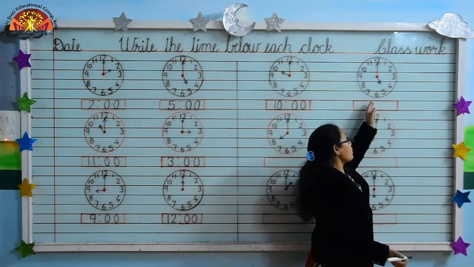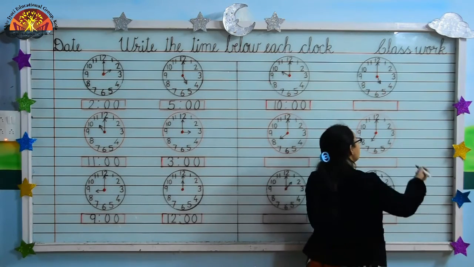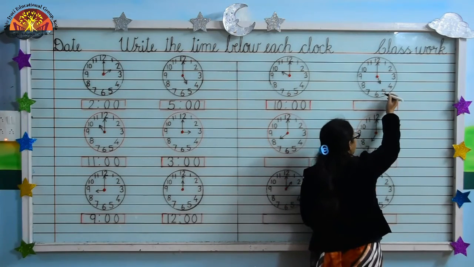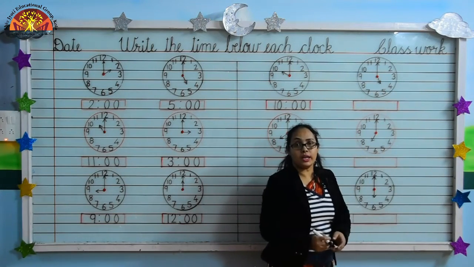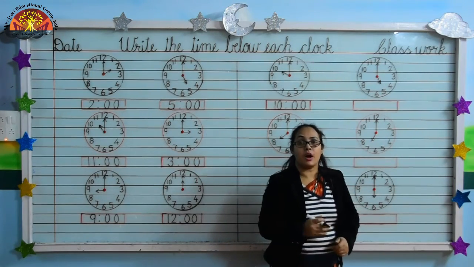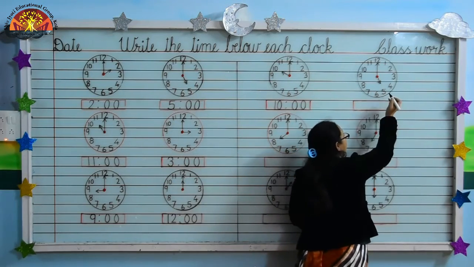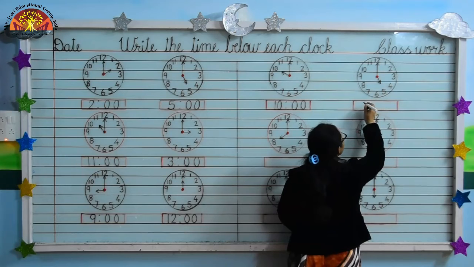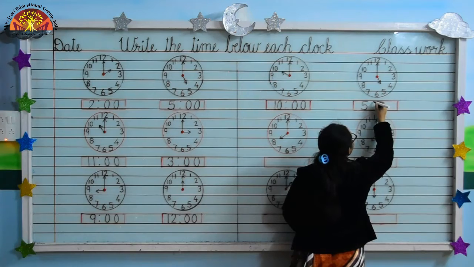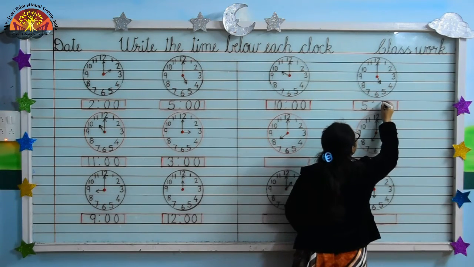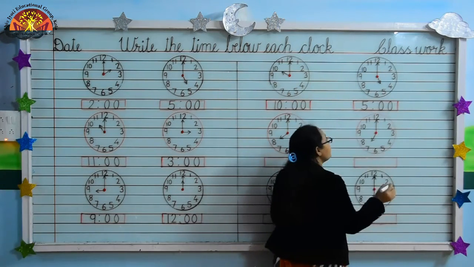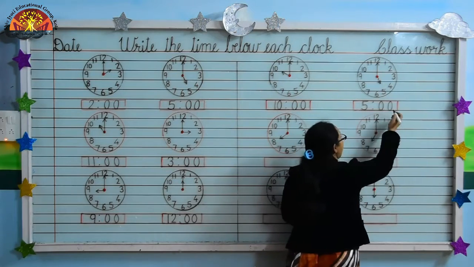Kids, in this clock, the long hand is at 12 and the short hand is at 5. Kids, what is the time the clock showing here? Yes, the clock is showing 5 o'clock. Now we will write 5 colon 0 0. Kids, we read it as 5 o'clock.